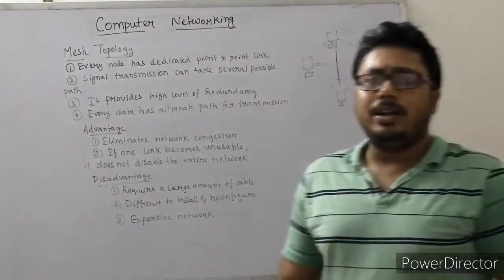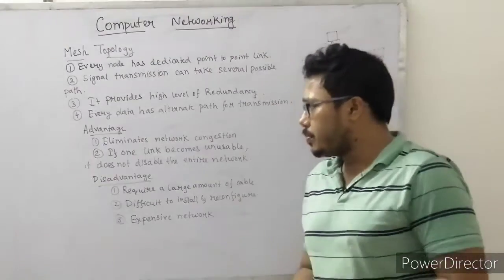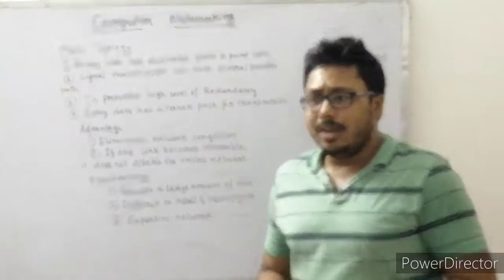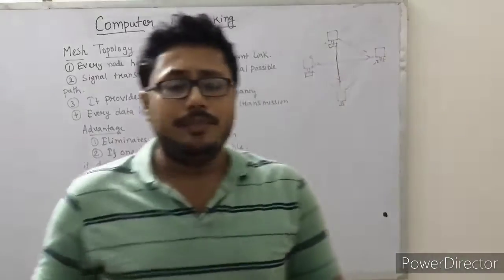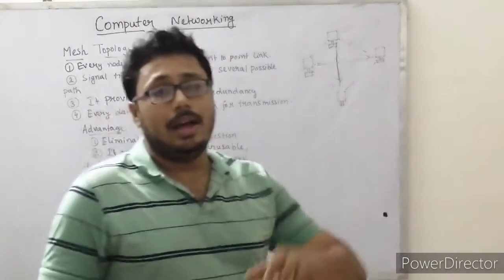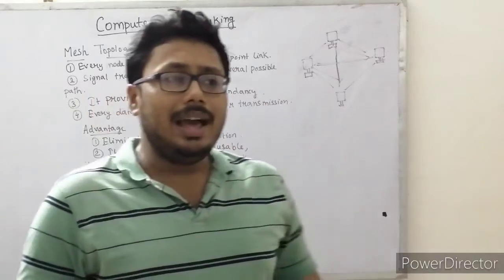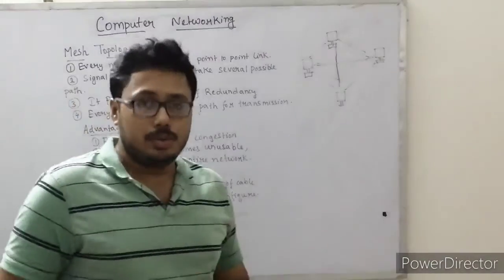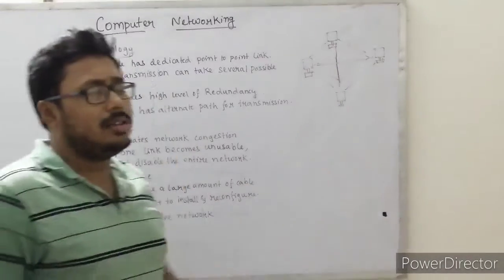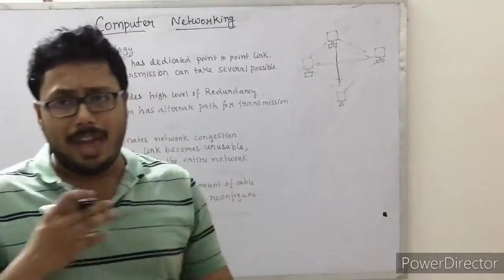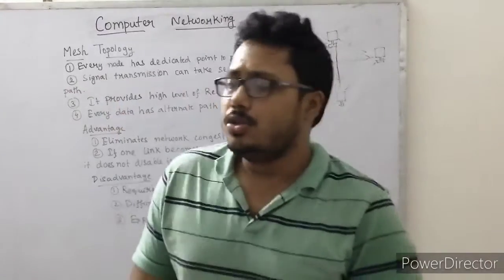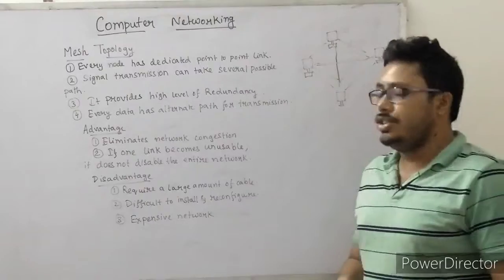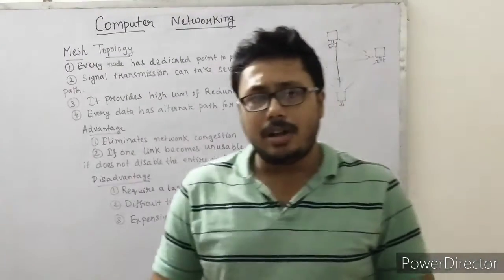So now coming to the advantage section of this network, it eliminates network congestion. Why network congestion? See, if there are multiple paths to go to one location, the congestion will get reduced. So in this case also there are a lot of paths for the signal transmission. It is like a wave, it is like a meshwork. So that's why it has multiple paths to eliminate network congestion. So this is the first advantage of this network.